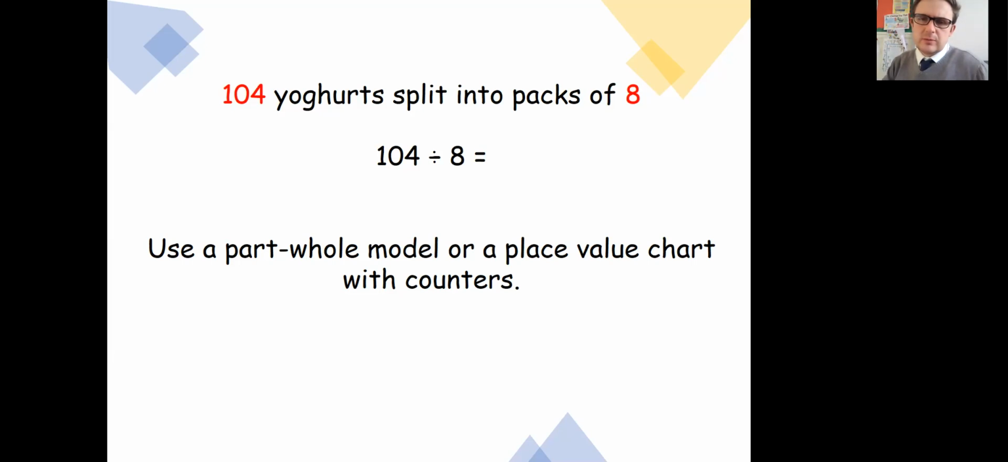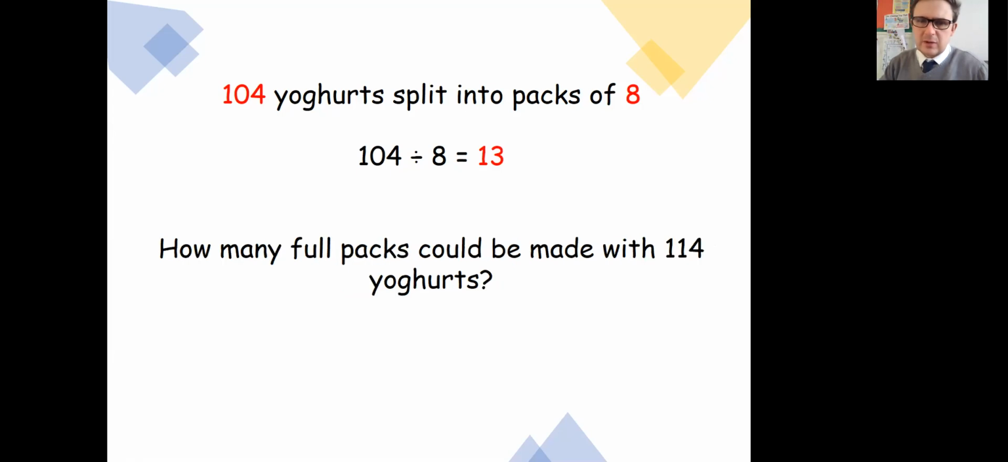So, did I just pop the answer up? Sorry, Year 4. I've just popped the answer in there, haven't I? 104 divided by 8, I'd have 13 packs of yogurts. Okay, but how many full packs could be made with 114 yogurts? Now this is different. Is it just the case it's going to be one more pack? How many would be left over?